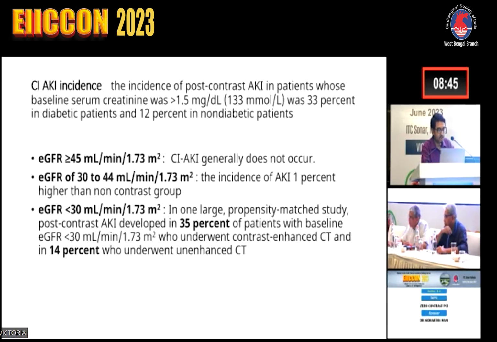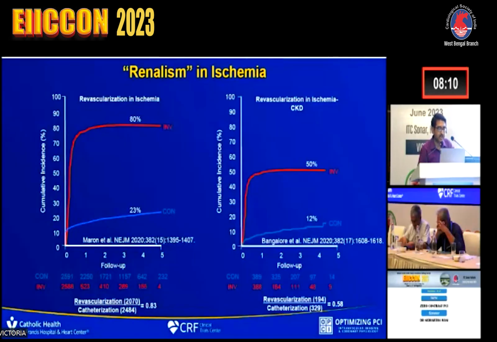This CI-AKI incidence depends on the baseline creatinine, obviously. If the baseline creatinine is more than 1.5, then in diabetic patients the incidence is to the tune of 33%, and in non-diabetic patients it is not very low, almost 12%. If the baseline eGFR is more than 45, the chance is really less, and it generally doesn't occur. If the eGFR is 30 to 45, the incidence is 1% higher than the non-contrast group, but the incidence markedly rises when the eGFR is less than 30.